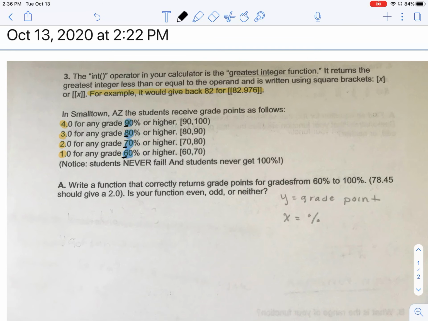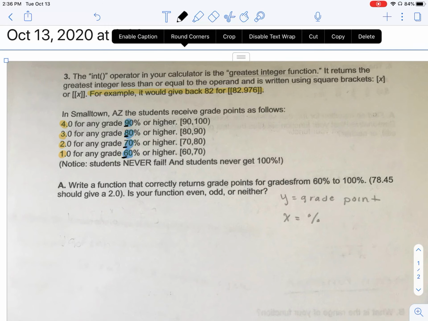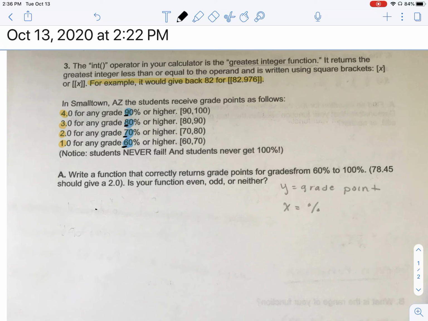So I want you to see that 90 minus 50, and you'll notice I get 40, right? 80 minus 50, I get 30. 70 minus 50, I get 20. 60 minus 50, and I get 10. So although we're a little bit off here, you'll notice that I picked up a pattern. I was able to get from this percentage number something similar to the grade point. But you might think, but Miss O, that says 4.0, but this is 40, 3.0, and 30.